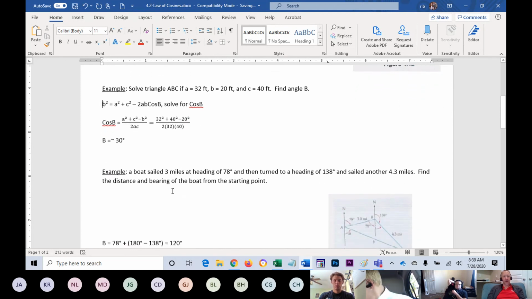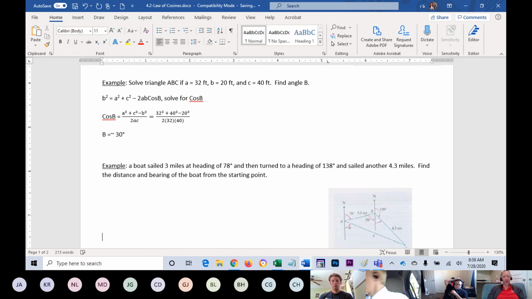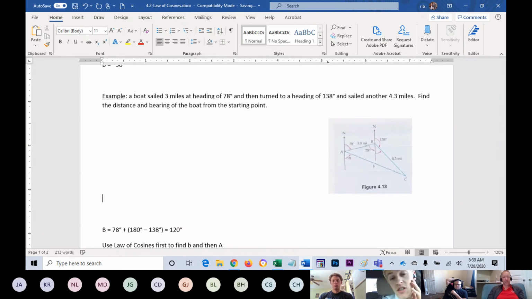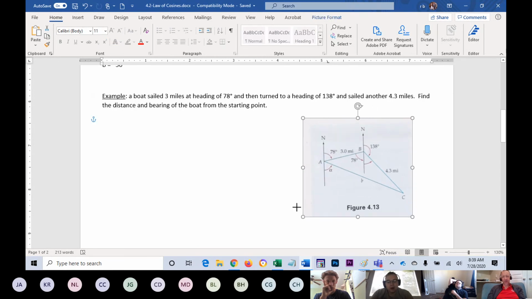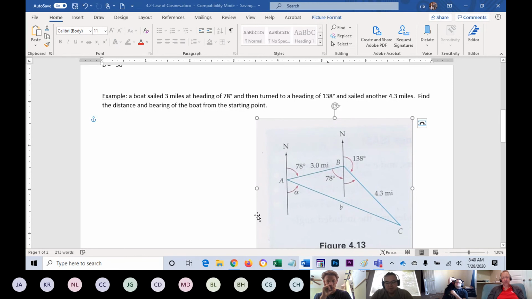Now we've got another one of our awesome problems here with bearings and headings. A boat sailed 3 miles at a heading of 78 degrees and then turned to a heading of 138 degrees and sailed another 4.3 miles. Find the distance and bearing of the boat from the starting point. I'm going to make this a little bit bigger so that we can see it better.